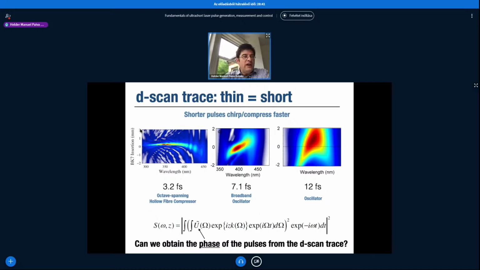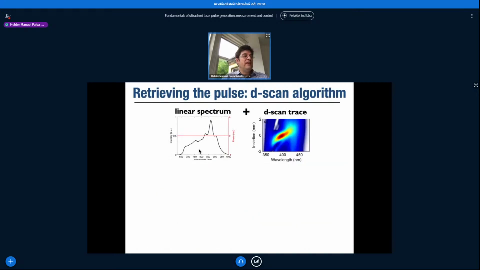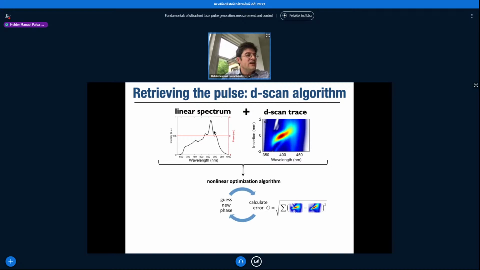And the question is, okay, this is a measurement we can do. It's a spectral measurement as a function of dispersion, no problem. But do we really obtain the phase of the pulses from this measurement? And the answer is yes. And that's what the d-scan algorithm does. You start with the measurement of the d-scan trace, and then use an algorithm to essentially guess which phase will give you the trace that you have just measured.